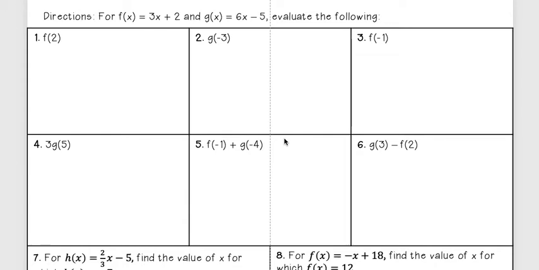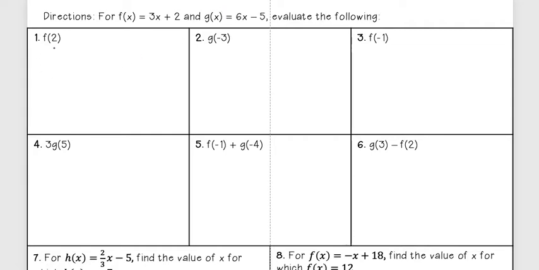Okay, so now for this example, I have two functions here. It says for f of x is equal to 3x plus 2 and g of x is equal to 6x minus 5, evaluate the following. So here, kind of like what I was talking about in that first video, we actually have two different functions. This is where this kind of lettering also comes in handy, because now I can say, okay, function f and function g. So I'm going to use those to evaluate the following.